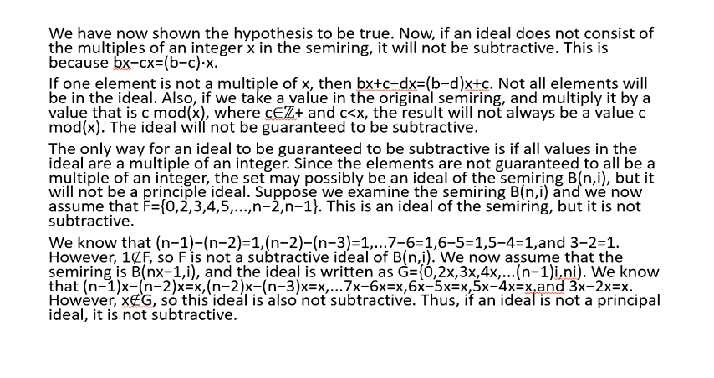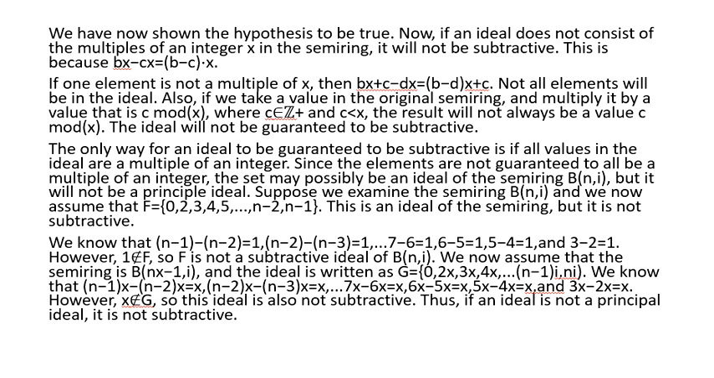Not all elements will be in the ideal. Also, if we take a value in the original semiring and multiply it by a value that is c mod x, where c is a positive integer less than x, the result will not always be a value c mod x, so the ideal will not be guaranteed to be subtractive. The only way for an ideal to be guaranteed to be subtractive is if all values in the ideal are a multiple of a positive integer. In this case, the elements are not guaranteed to all be a multiple of an integer. So the set may be an ideal of the semiring, but it will not be a principal subtractive ideal.